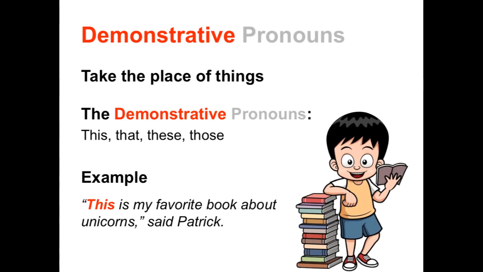Now the difference between this and that, these and those, is generally how far these objects are from one another. This usually refers to an object that is close at hand, whereas that refers to one that is more distant. These also refers to objects that are close at hand, but plural, more than one object that is close at hand, whereas those refers to a more distant or remote group of objects.